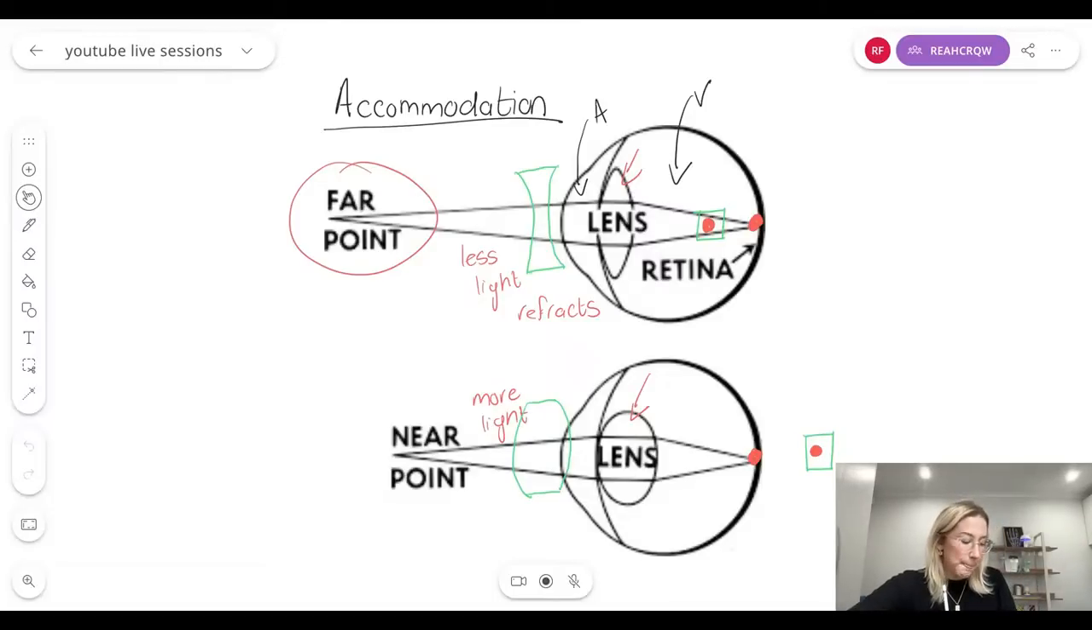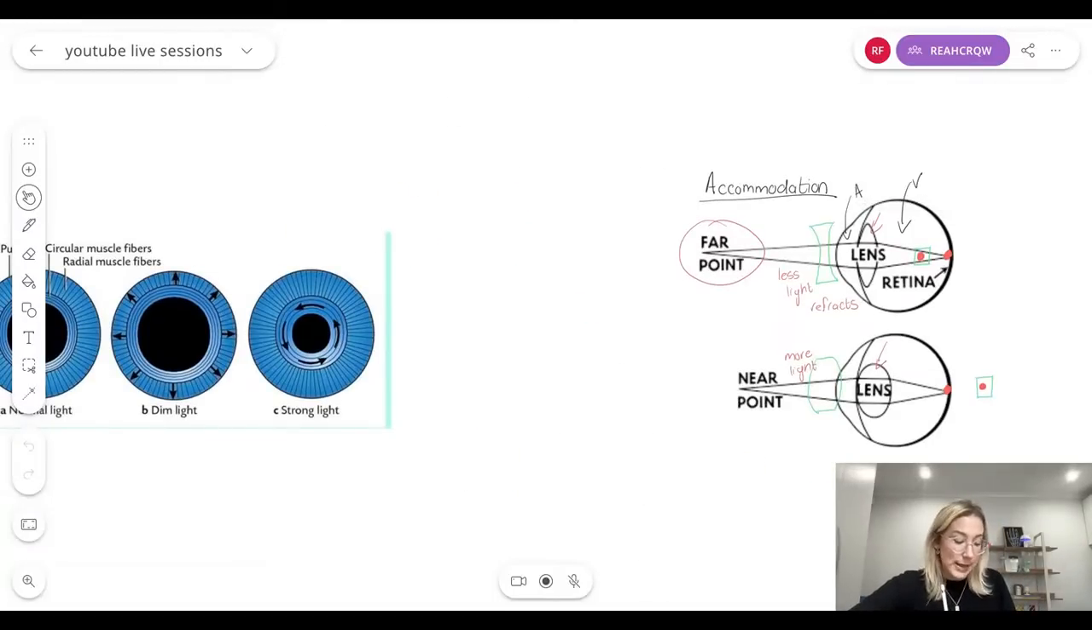One last little thing, which I'm going to do on the eye before we move on to the ear, is this guy over here, which is the pupillary mechanism.